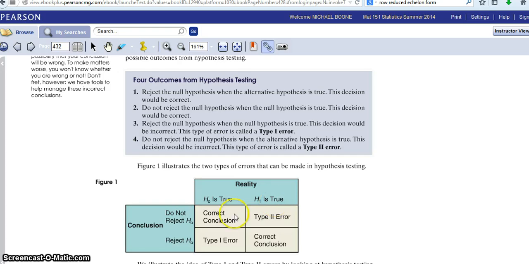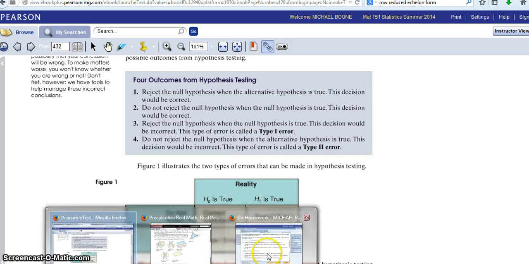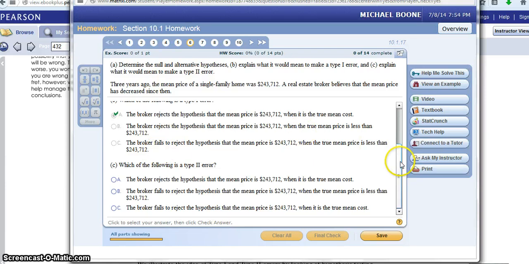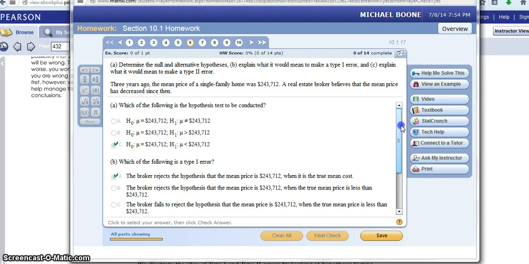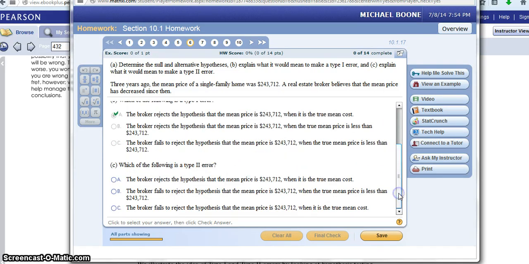So let's say that we collected a sample of houses and the mean price was close enough to 243,712 to where we said, I'm going to fail to reject this because it's pretty close to 243,000, when in actuality we should have rejected. So a type 2 error is when we fail to reject but then we should have. So we failed to reject when the true price is less than the 243,000.